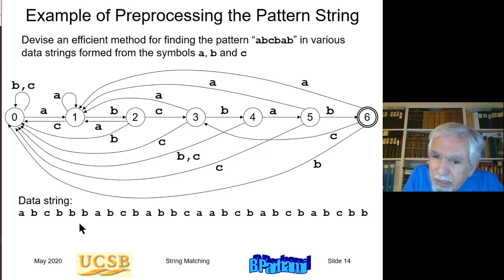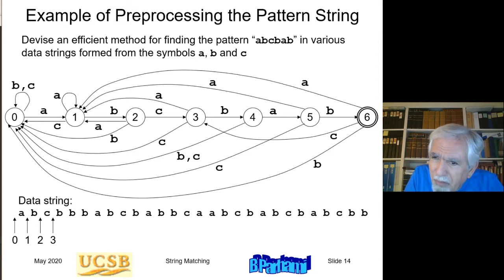So how do I do this? I start from the beginning of the data string. And I say, okay, I'm in state 0 at the beginning. When I see A, I go to state 1. Then in state 1, when I see B, I go to state 2. In state 2, when I see C, I go to state 3.